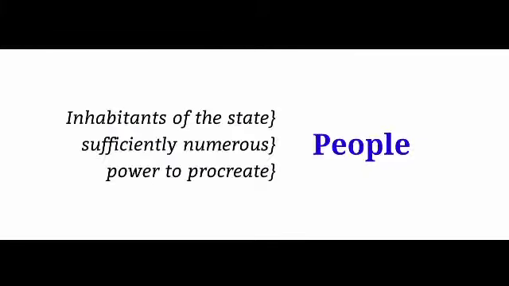What are the important things to remember about people as an element of the state? People refers to inhabitants of the state. Without them, there can be no functionaries to govern and no subjects to be governed. They must be sufficiently numerous to be governed and be self sufficient. They also must have procreative power and must be composed of males and females. People is the most important element of the state.